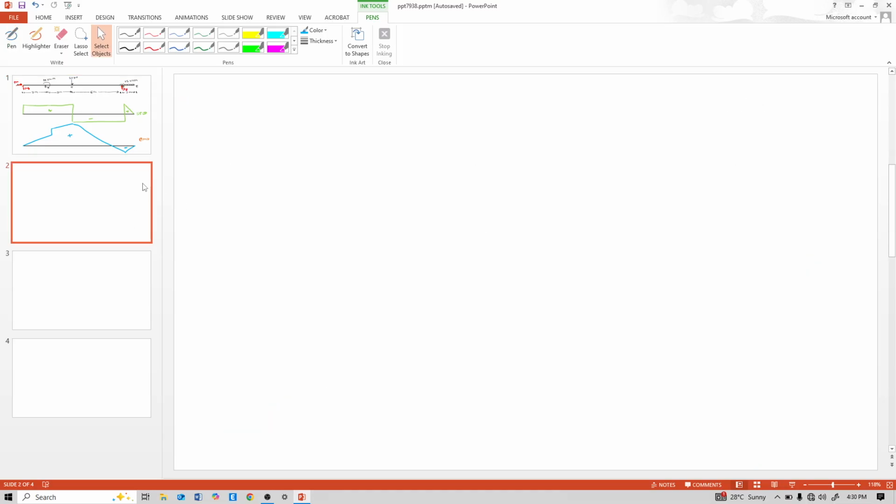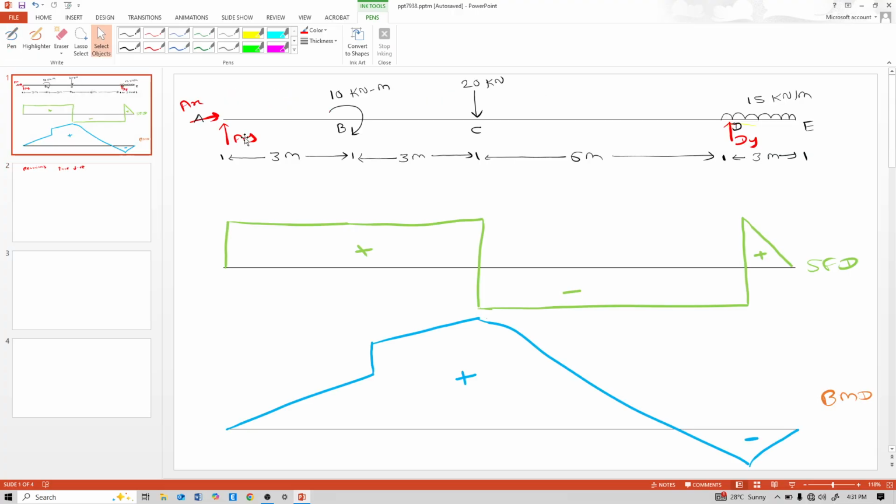Now calculate the reactions. Upward is positive, downward is negative. So see here, this AY vertical, DY vertical, this 15 kN per meter is downward, and it acts over this 3 meter distance. This 20 kN is also downward.